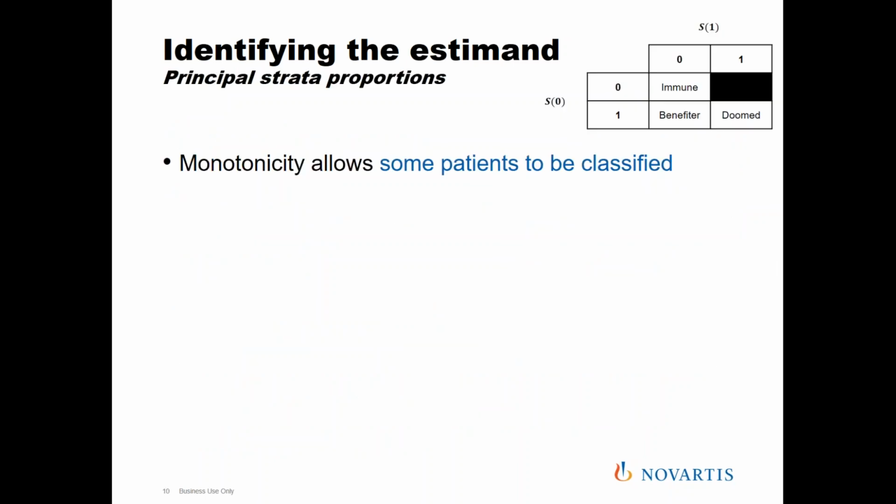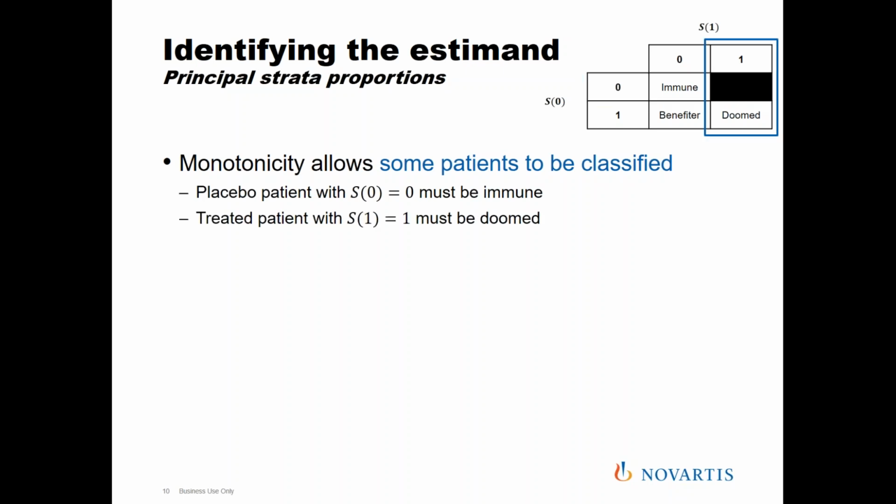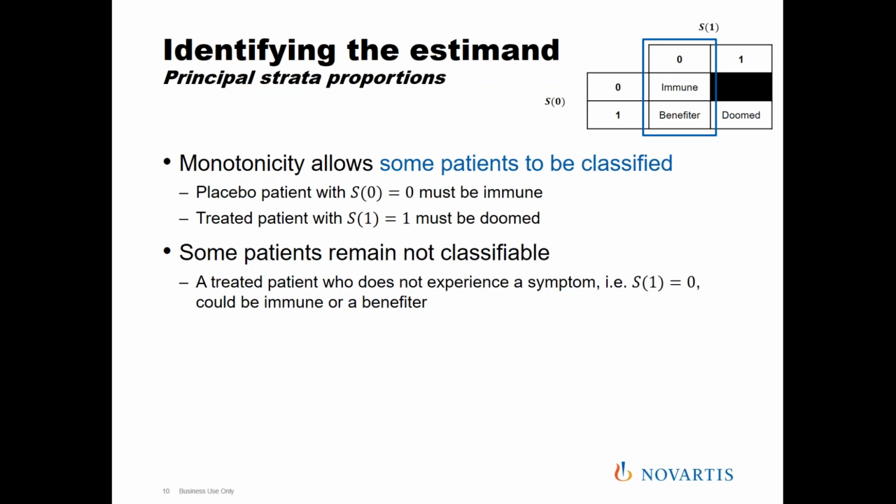But the benefit of making this assumption is that now we are able to classify some patients into a particular principal stratum. So, for example, a placebo patient with S of 0 equals 0, we know they must be immune because they can't be harmed. And a treated patient with S of 1 equals 1 must be doomed. Of course, some patients remain that are not classifiable. For example, a treated patient that does not experience the symptom, so S of 1 equals 0, will fall in this column here, so they could be either immune or a benefiter.